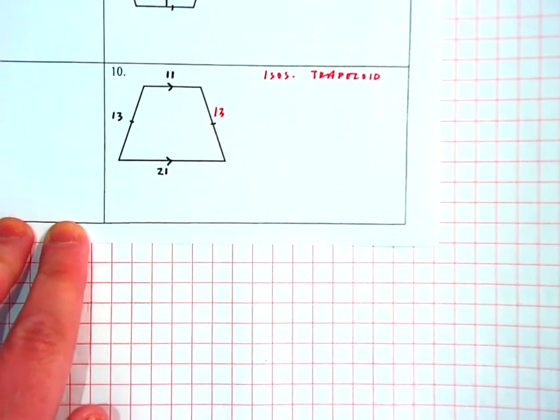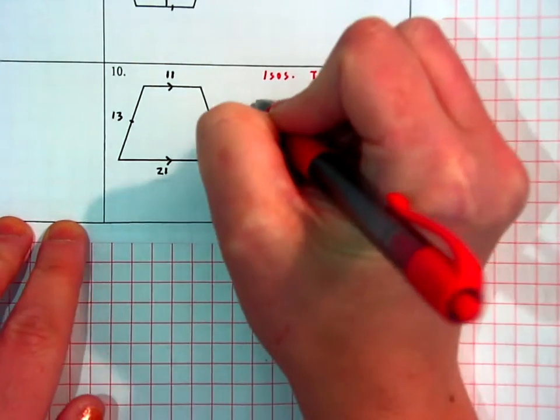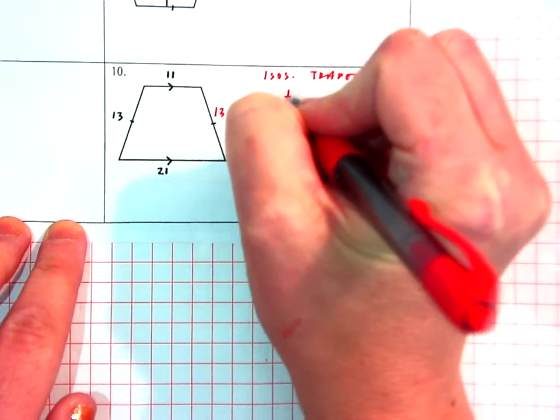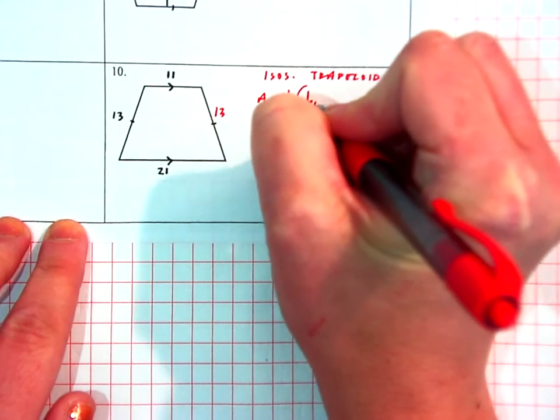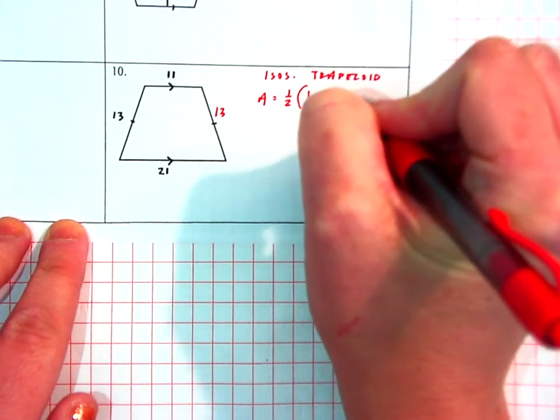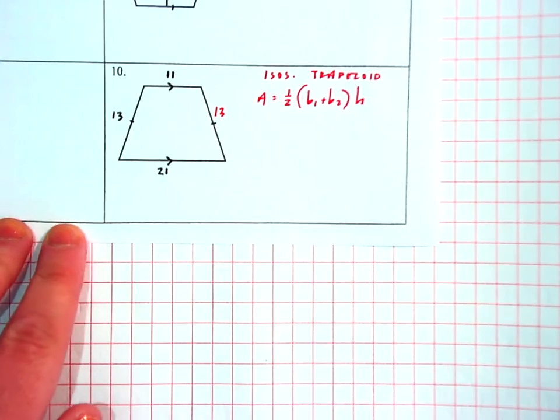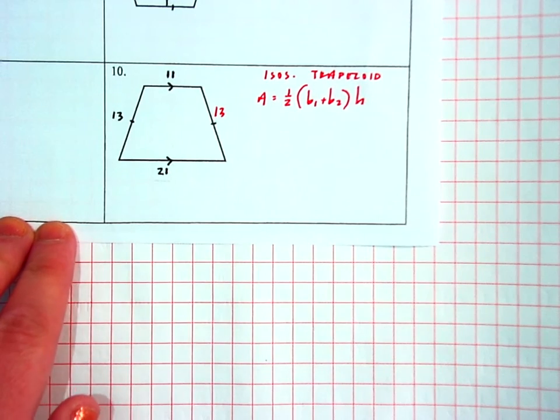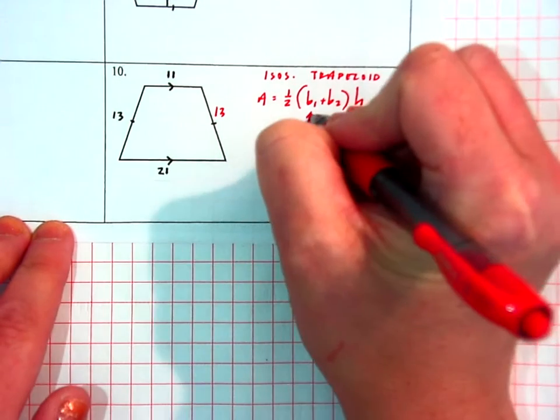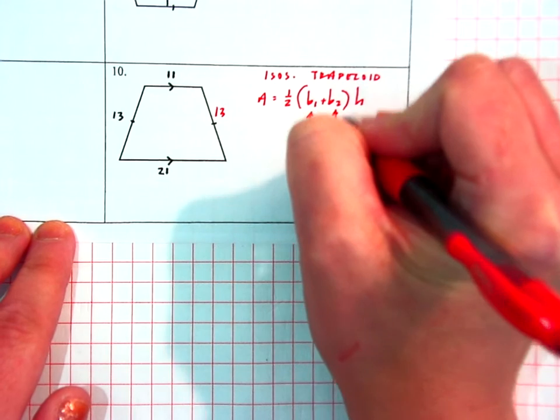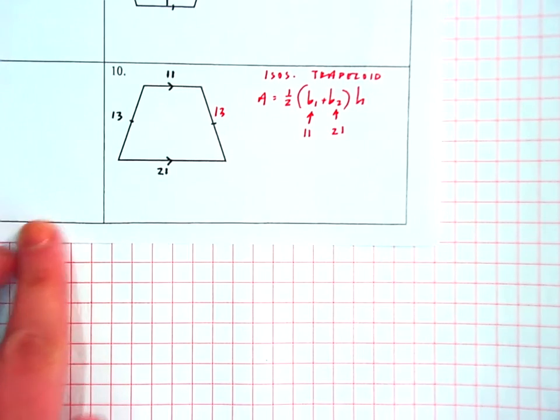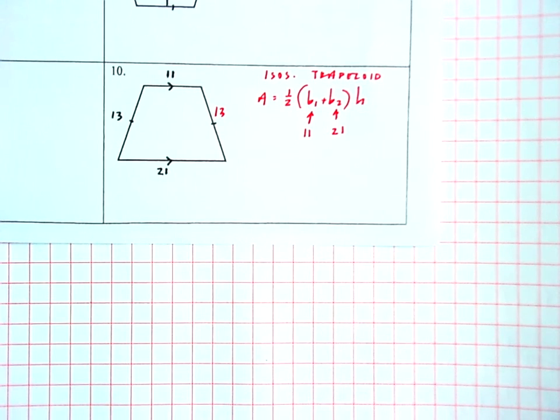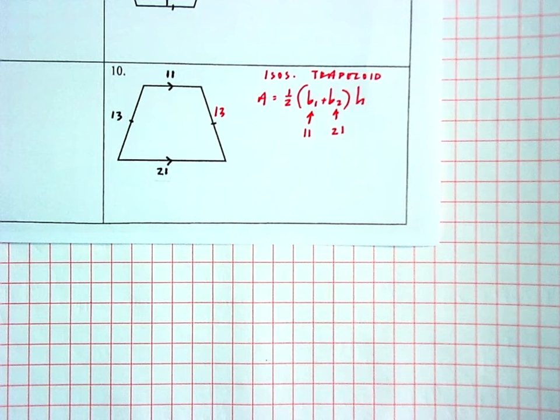Okay, I'm going to start off by laying out my formula. Area is the average of the bases, so 1/2 base 1 plus base 2 times the height. My bases are always the parallel sides, so I actually have an 11 here and a 21 here for my two bases, but my height I do not know. What I do know is that my height is the perpendicular segment that connects one base to another.